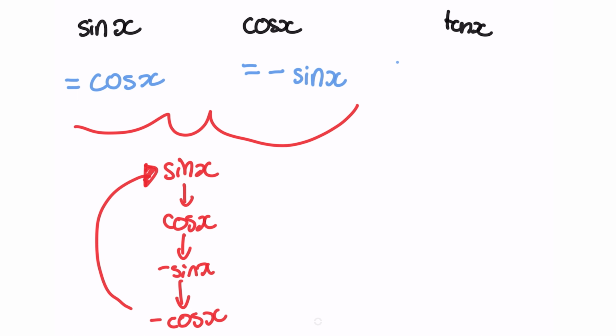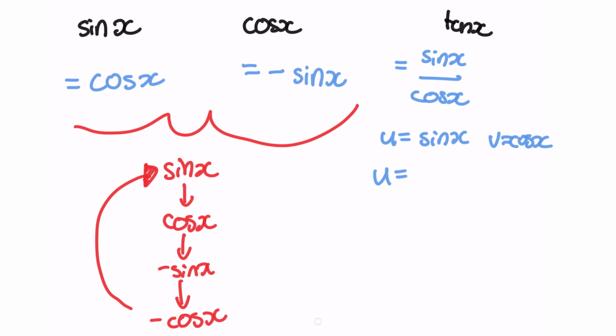Now the derivative of tan x is a little bit different. Because tan x is really sine x divided by cos x, we actually have to do quotient rule to find the derivative of tan x. So if we let u equal sine x and v equal cos x, then as we discussed, the derivative of sine x is cos x, and the derivative of cos x is negative sine x.